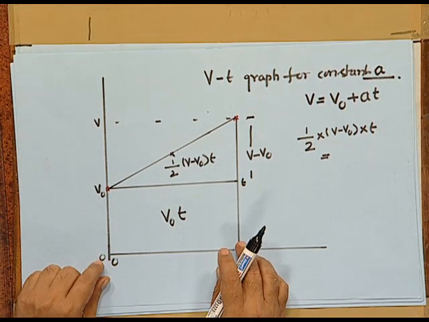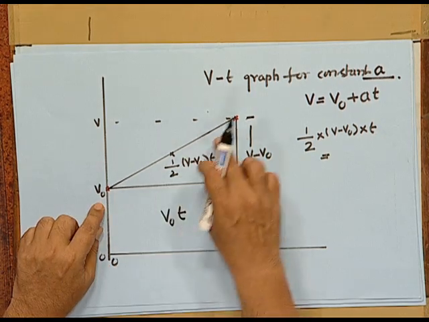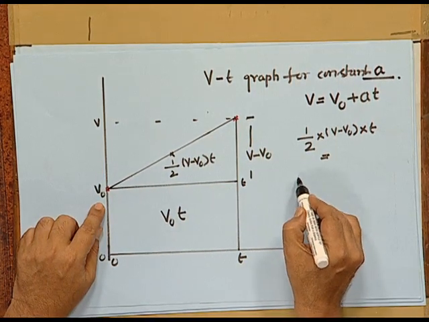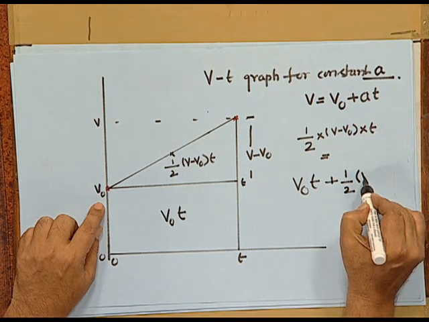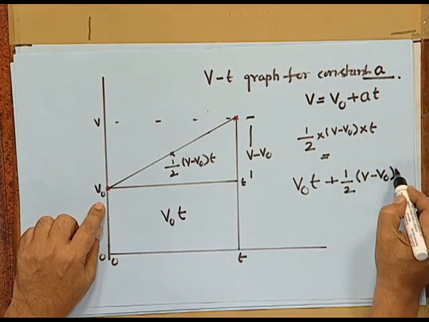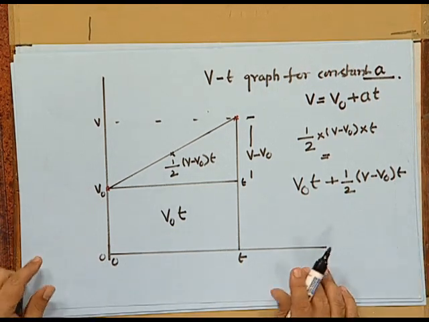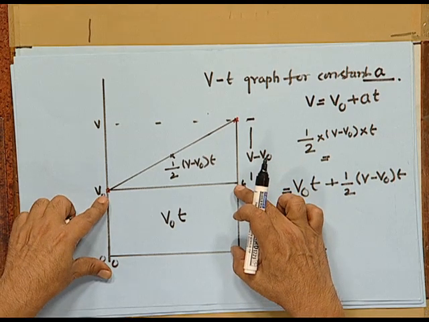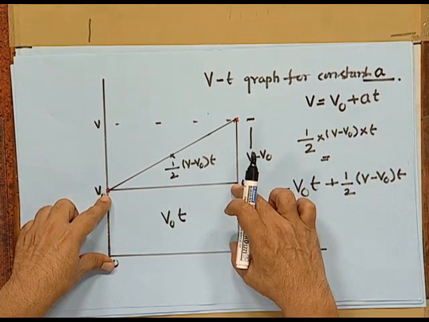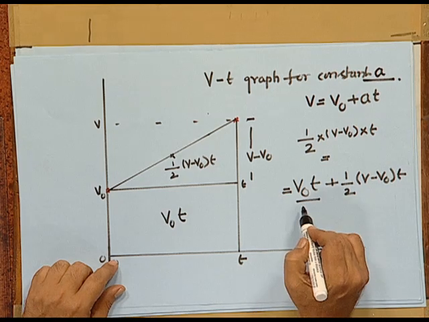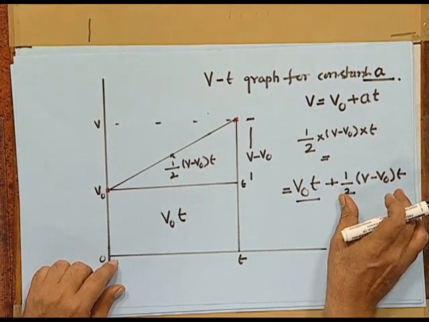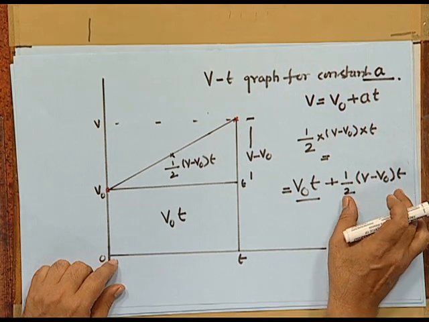Now, the total area under the velocity time curve between 0 and t is v 0 t plus half into v minus v 0 t. This is the displacement that the object has undergone in the time interval 0 to t. The total displacement is because of the constant velocity motion, plus the contribution because of the accelerated motion. V 0 t is the contribution from the constant velocity motion, and this is the additional part that is contributed by the accelerated motion.